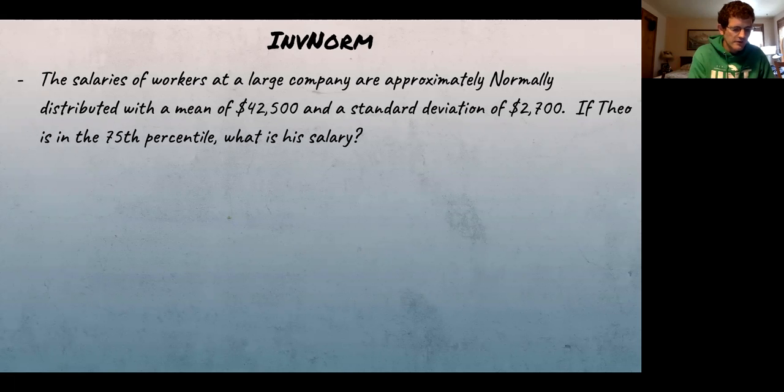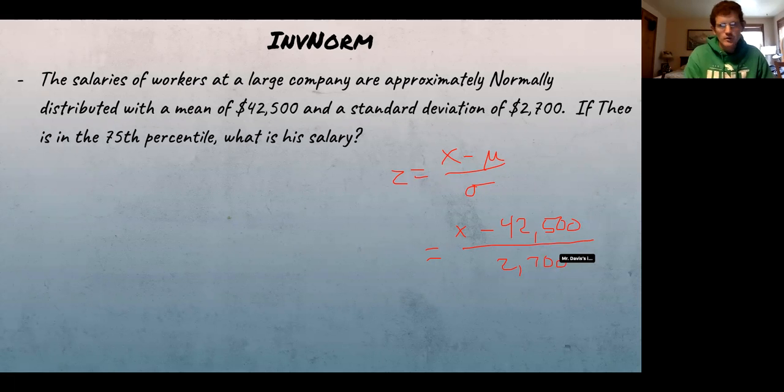I'm just going to remind you, first of all, we have the z-score: x minus the mean over the standard deviation. So x is his salary, the mean is 42,500, and the standard deviation is 2,700. If I could figure out what the z-score was, then I'd be good to go. Well, I can do that. So what z-score corresponds with the 75th percentile?